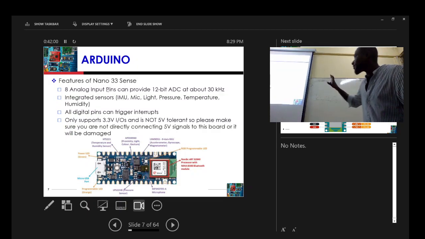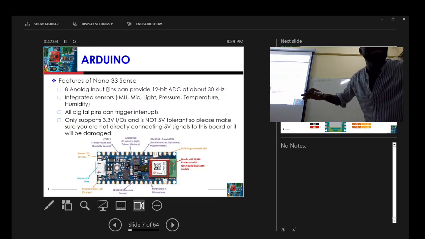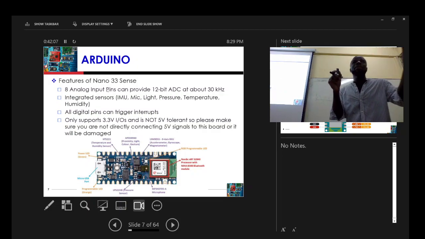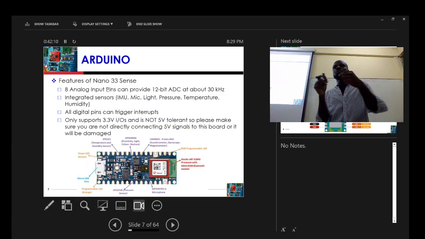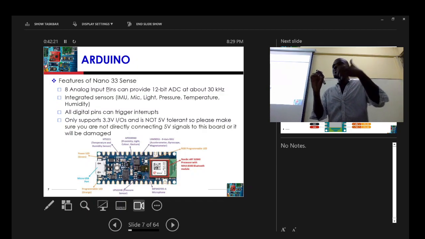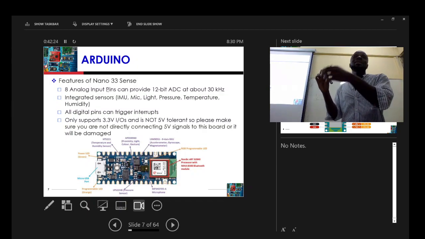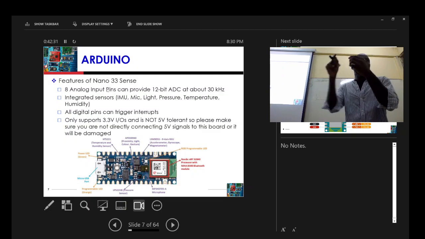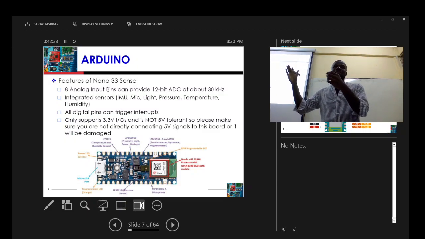Right. So we have eight analog pins within here. The analog pins serve as inputs. So once we connect an analog sensor to it, it serves as an input to the board. But as I said, the CPU cannot read analog signals, so we have to convert it into a digital signal using the ADC. So the ADC will convert it for us. All the analog pins are connected to an ADC, right?